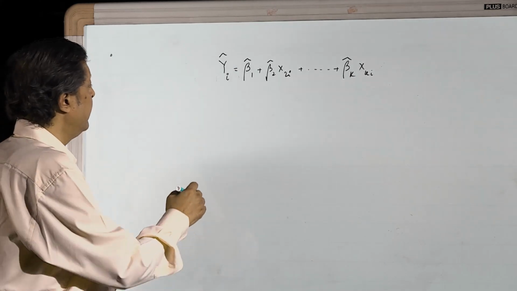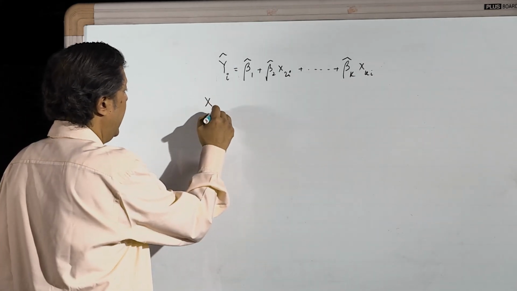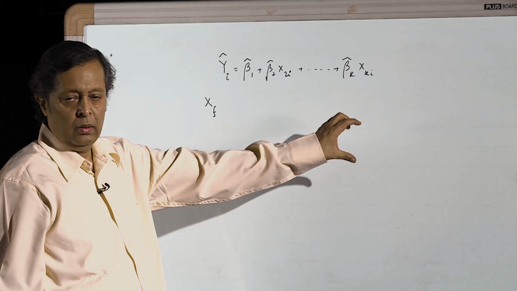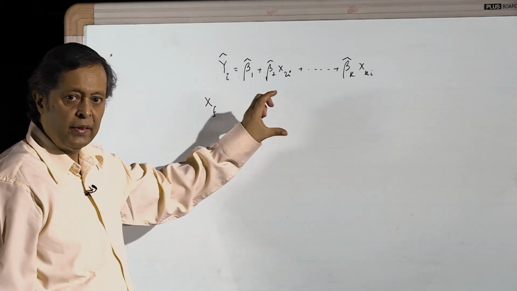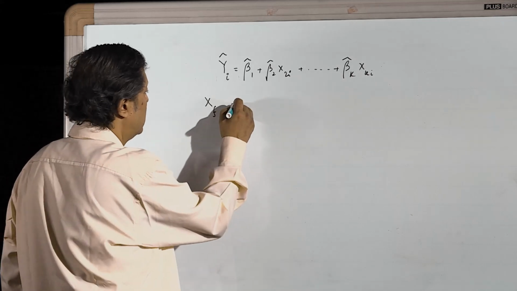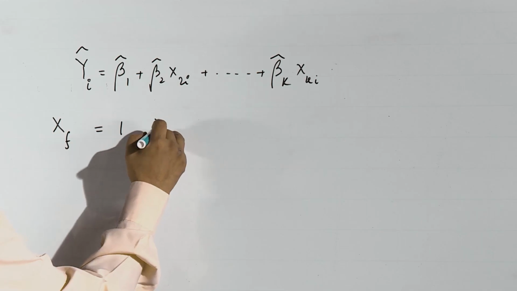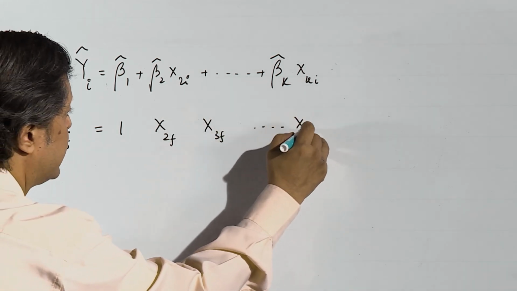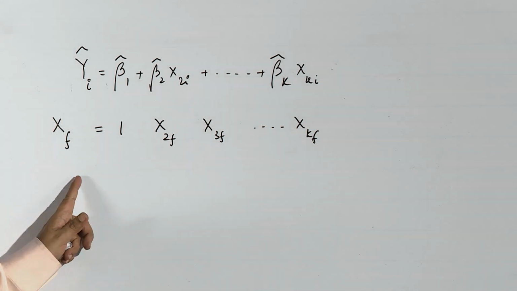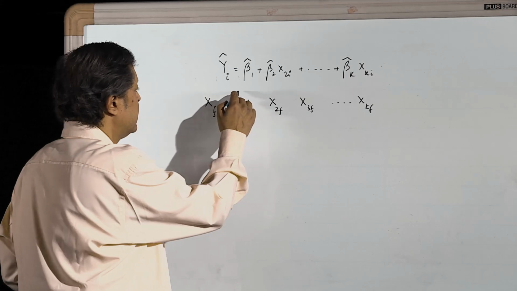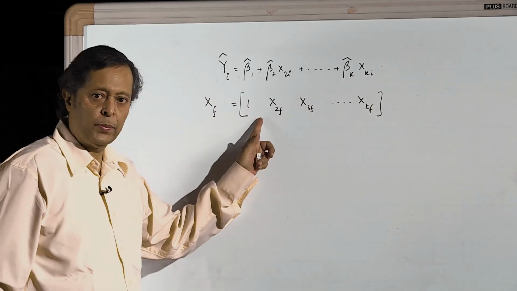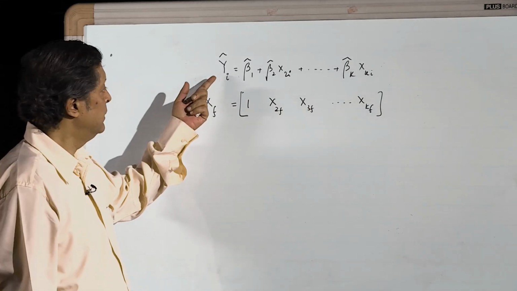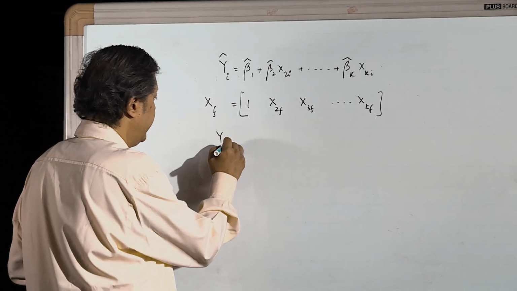Now, supposing we are given x f, where f represents an unknown time period or an unknown observation, to be more accurate, that is equal to 1, x 2 f, x 3 f right up to x k f. So, it is the f th observation which comprises 1 corresponding to the intercept, 2, 3 right up to k. We want to predict y f.